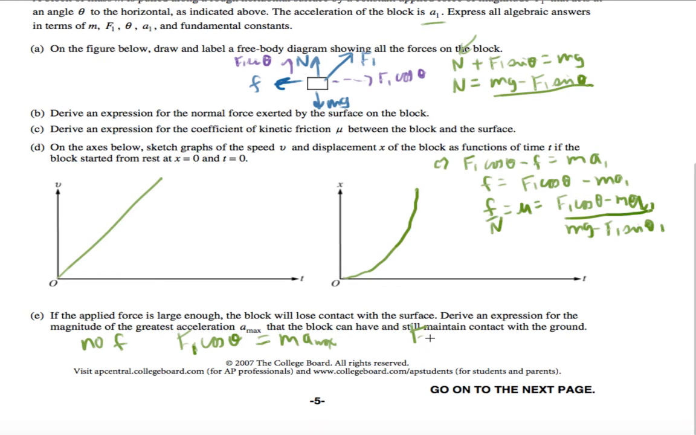And so F1 cos theta divided by M is what A max is going to end up being. So that's it for the very first free response question.